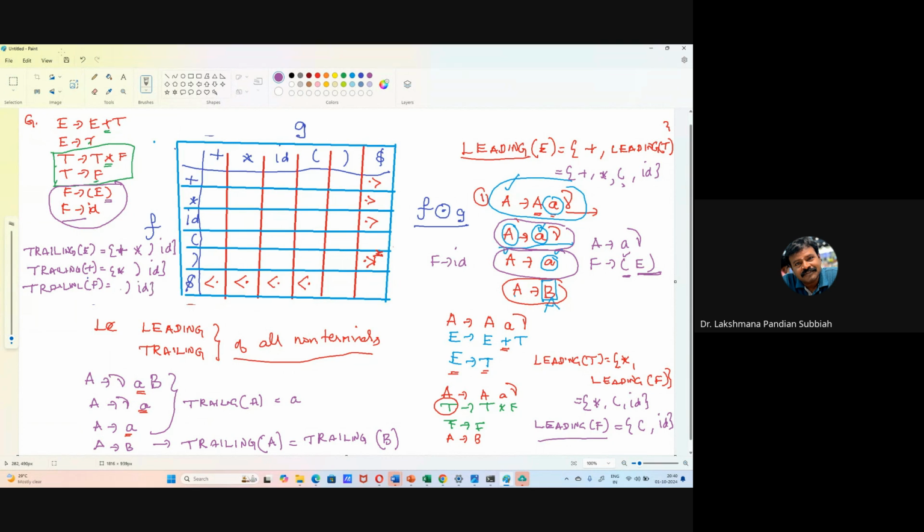Clear? If you want to have any explanation for this one? No. Anybody? No needs. Okay. Clear now? Yes, sir. Now we are going to have that one directly, that leading and trailing, right? So now we'll see.